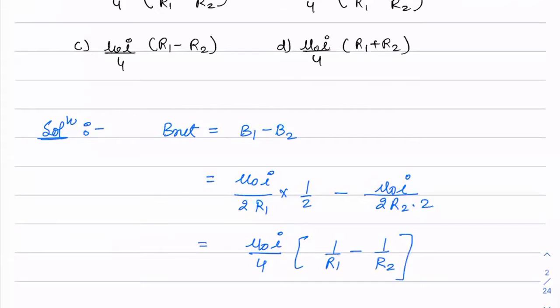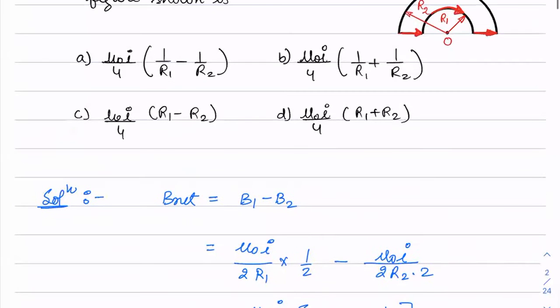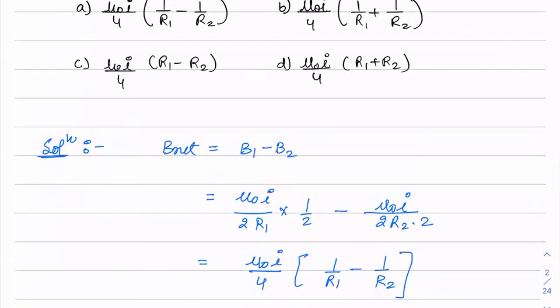So option A is correct. 1 by R2 minus 1 by R1 is not correct because the magnetic field due to the first wire will be more as compared to the second wire. So option number 1 is correct: mu naught I by 4 into 1 by R1 minus 1 by R2. This is the correct answer.